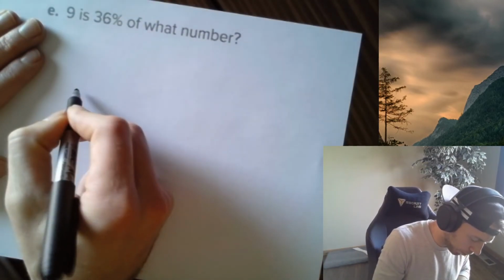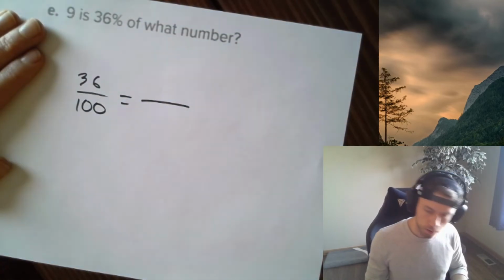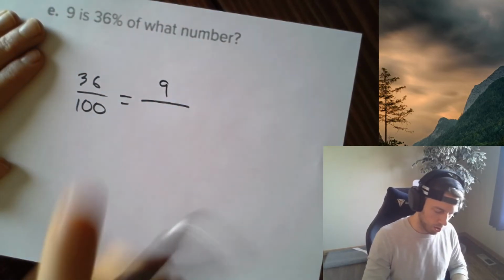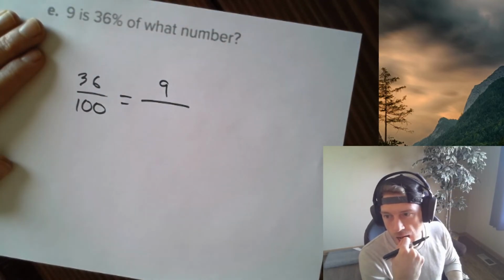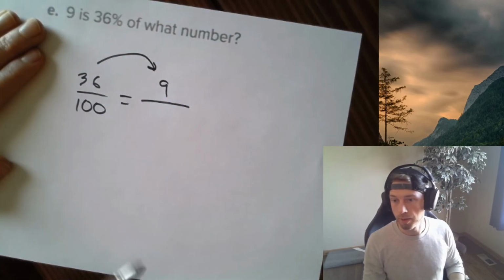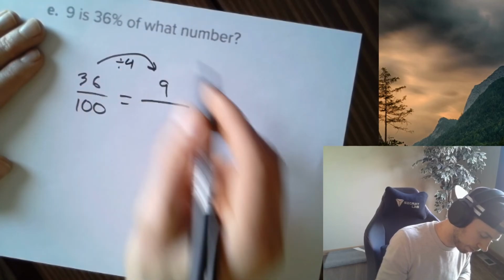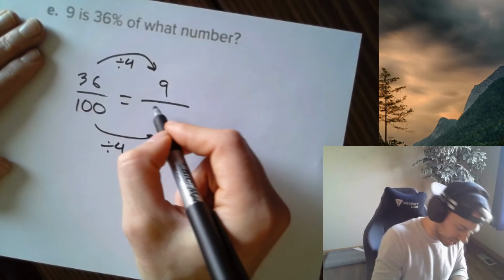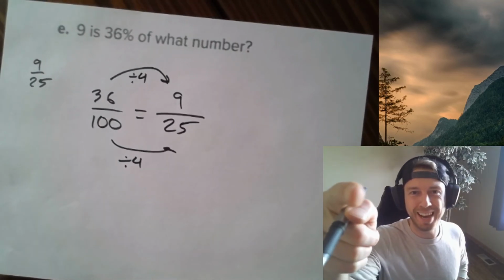Let's go ahead and set up our proportion here. 36% is just 36 out of 100. I know that 9 is the 36%, so I'm gonna put the 9 right up top. All I gotta do is figure out this guy right here. Well, 36 is a multiple of 9, so 36 divided by 4 is 9. So if I take 100 and divide it by 4, oh, check it out! It is 25! I promise I didn't know that.